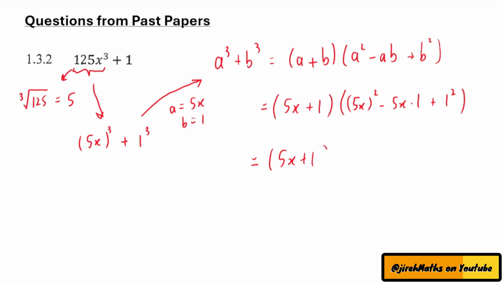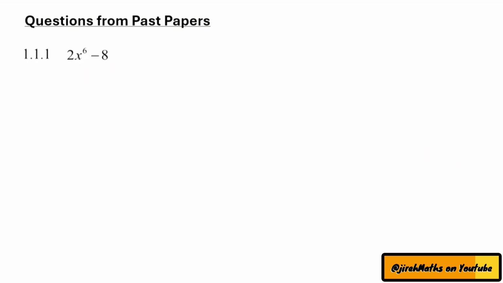5x plus 1 into 5x squared, 5 squared, if you put that in your calculator, is 25. So that becomes 25x squared. 5x times 1 is just 5x, so it's minus 5x plus 1. And that's your answer. Let's try the next question.